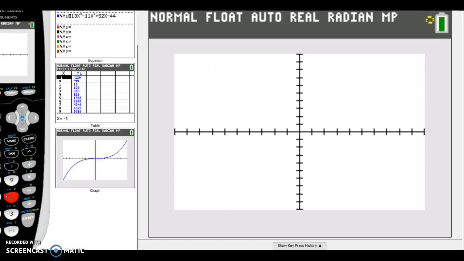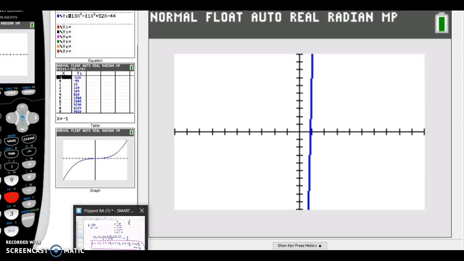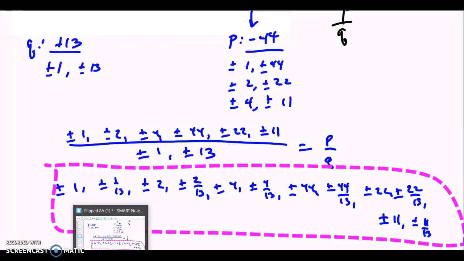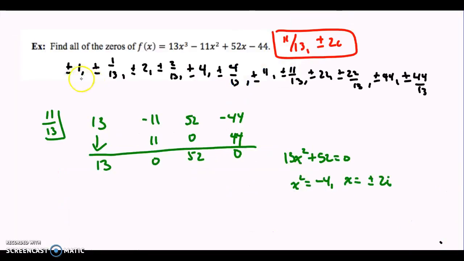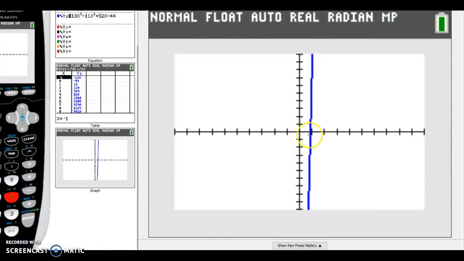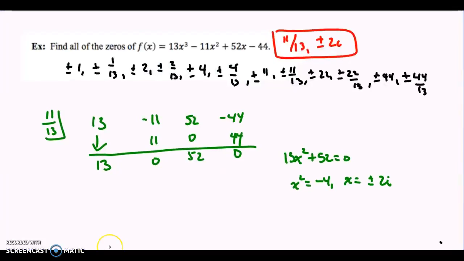So let me go and do a zoom standard. And while I'm waiting, I already said that the x-intercept looks like it's at x equals 1. So let me go back to my roots. Let me also show you what the answer is as well. I listed all my roots here. I'm going to go back quickly. I thought that the x-intercept is about 1. So what I can do is cross off all the other possible values that aren't close to 1. Like 44, not happening. Same with 22, same with 11 and 4 and 2.